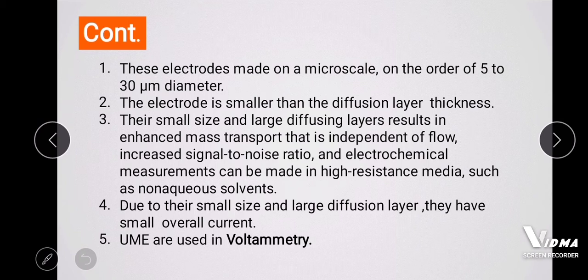Ultra micro electrodes are used in voltammetry. Voltammetry is a type of electroanalytical method which is used in analytical chemistry and in industrial process. Basically, it gives us information about an analyte by measuring the current as a function of potential.